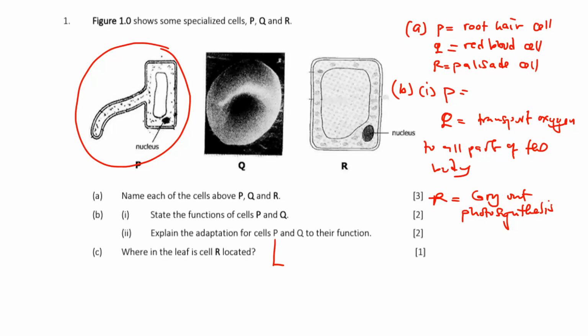So the adaptation, some of you, the understanding of the word adaptation is what we don't know. What does it mean? Adaptation, we are looking at special features that a cell has that enable it to perform the function stated, the function that it does. For example, P. The function of P is absorption of water and mineral salts. Now, what adaptation does cell P have? So to answer the question here, adaptation of P.